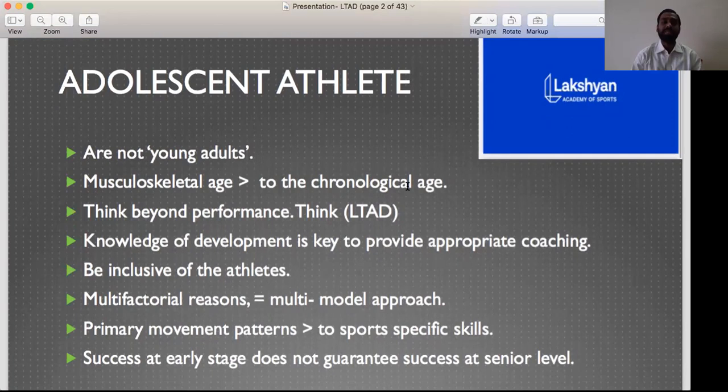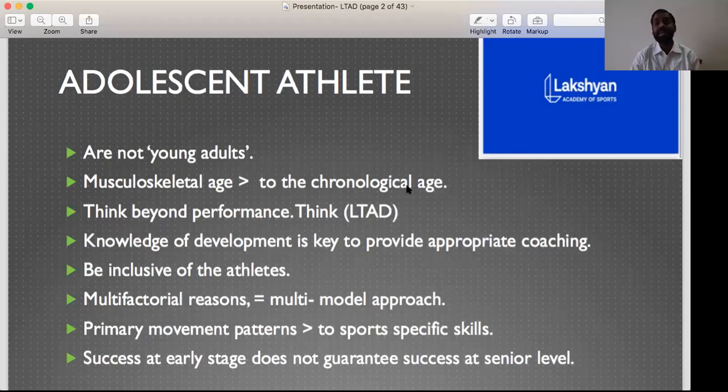We always have to understand that musculoskeletal age needs to be given precedence over the chronological age, or what we call biological age. We always have to think beyond performance. That means at a young age, at the age of 10, 12, 14, winning is not the only thing. We have to think about the long-term athlete development of that athlete.